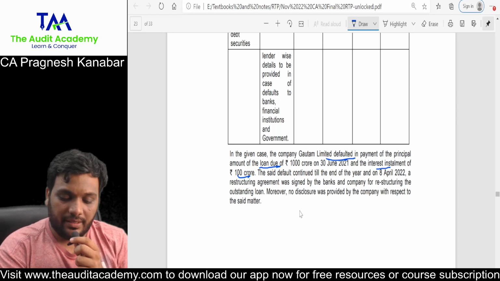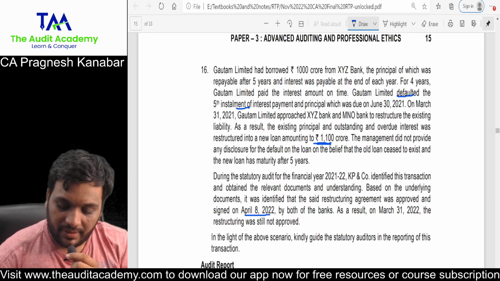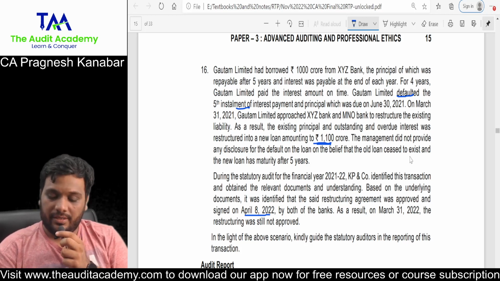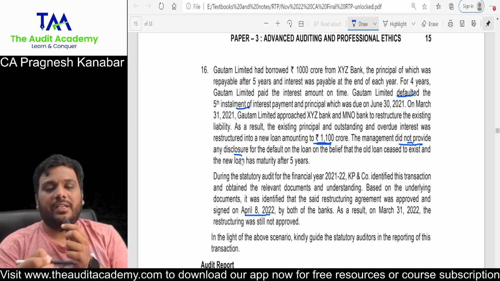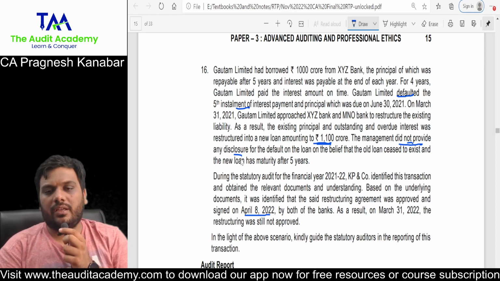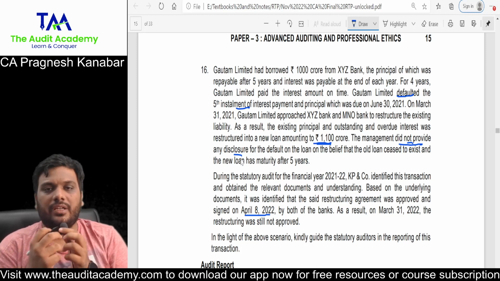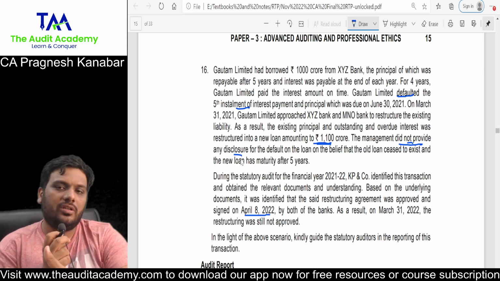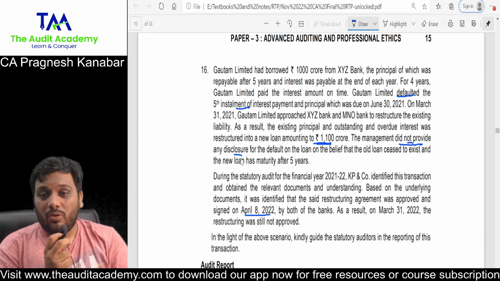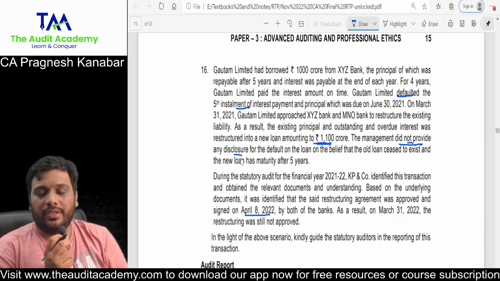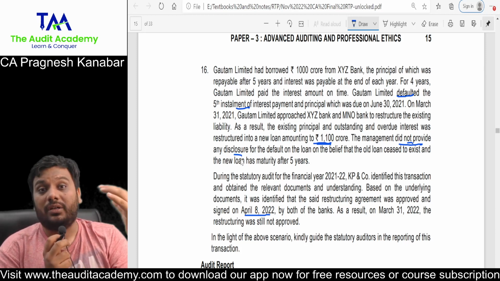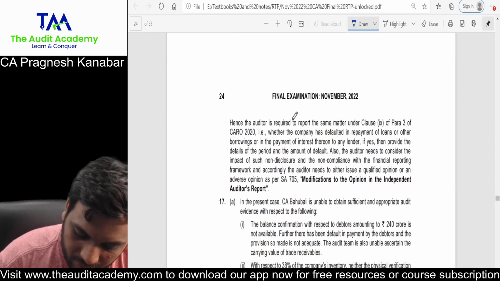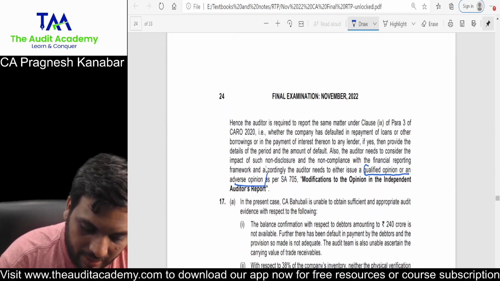However, if you also see that in this particular answer, the company has not given the disclosure in their financial statements about this whole default and restructuring. They did not provide any disclosure, and that makes the financial statements misleading, and you can give a qualified or an adverse opinion, because when there is a material misstatement which is not rectified, there are two options, either qualified or adverse opinion. We don't know the balance sheet total of this company, so we cannot understand whether it is material but not pervasive or material and pervasive. That is the reason they have given you the options over here, and you can go for a qualified or adverse opinion.